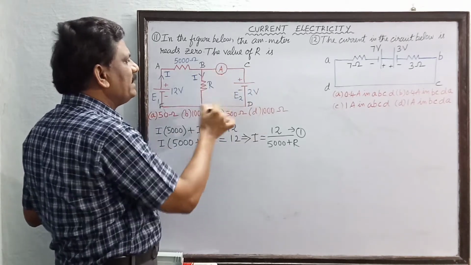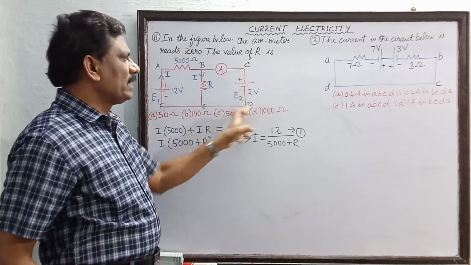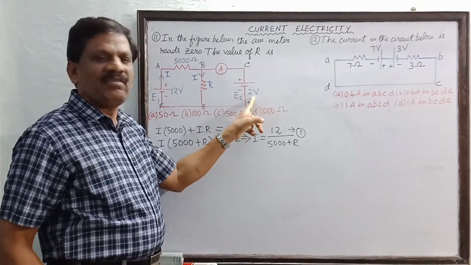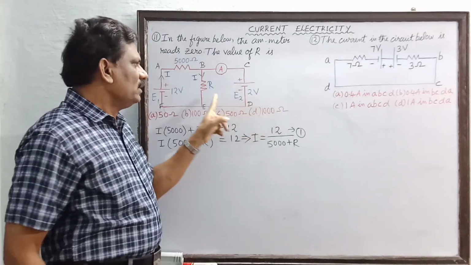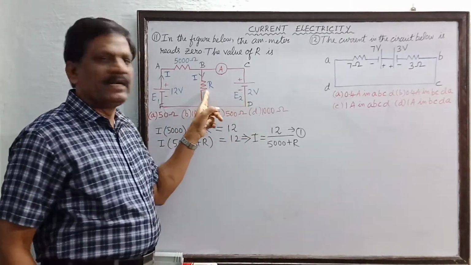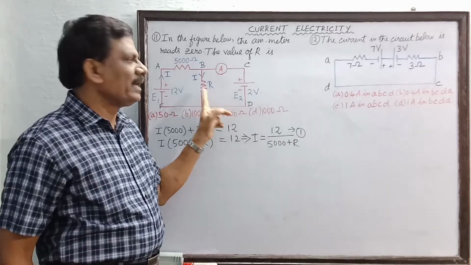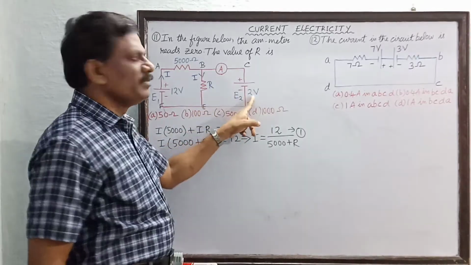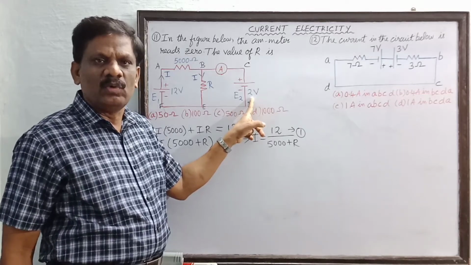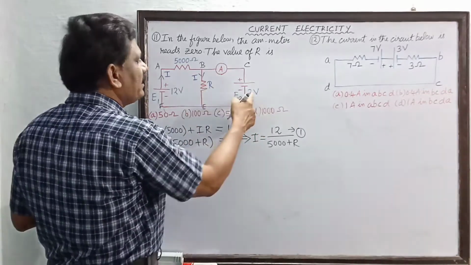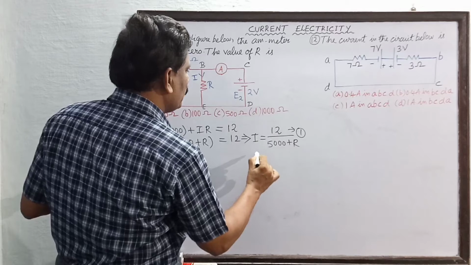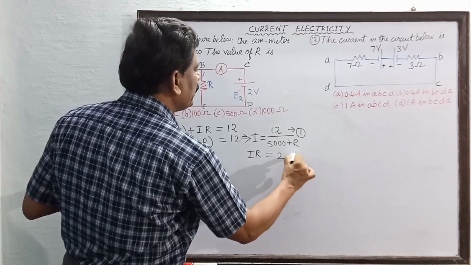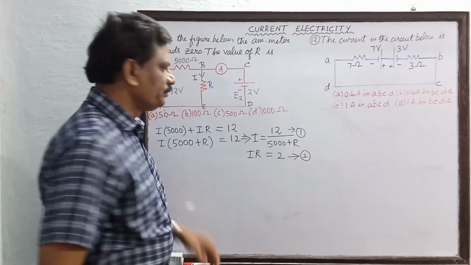Next, look at this branch B, C, D, E. In this branch, since there is no current flow, there is a battery or cell of EMF E2. The potential drop across this resistor is parallel to this cell E2. Therefore, this IR product must be equal to the EMF of the cell, 2 volt. So I into R is equal to 2 volt, and this is equation 2.